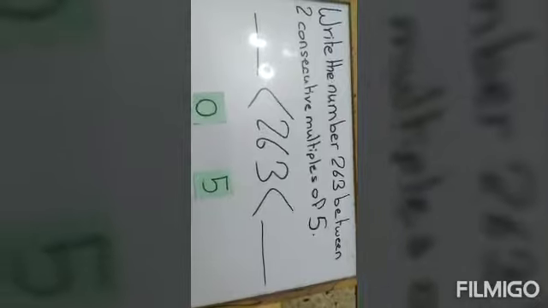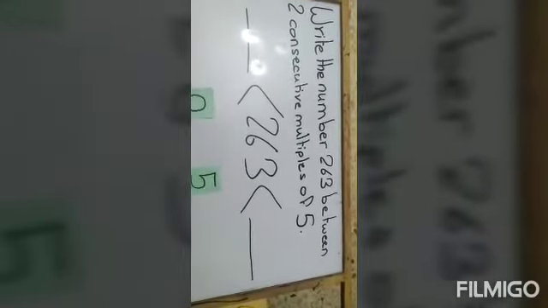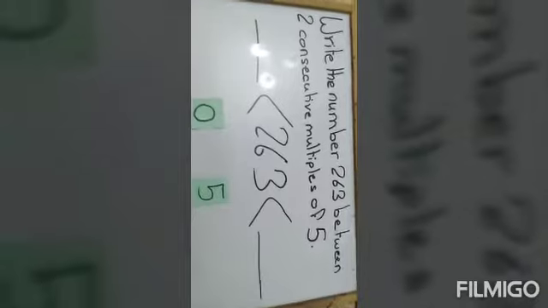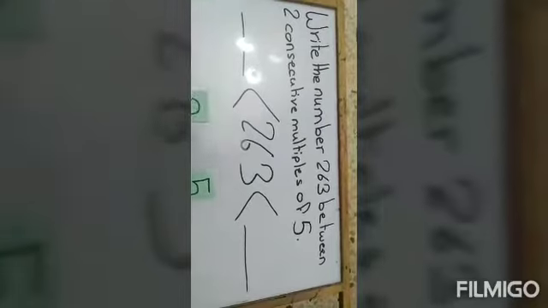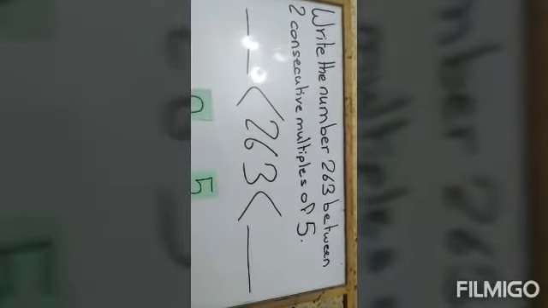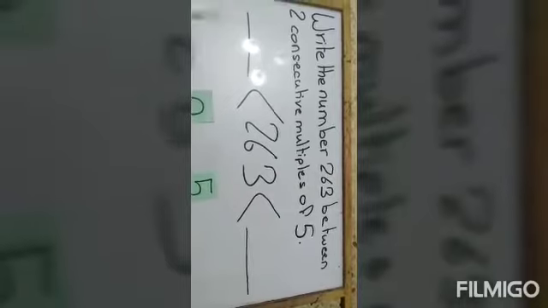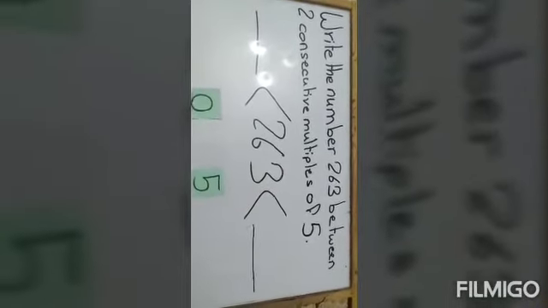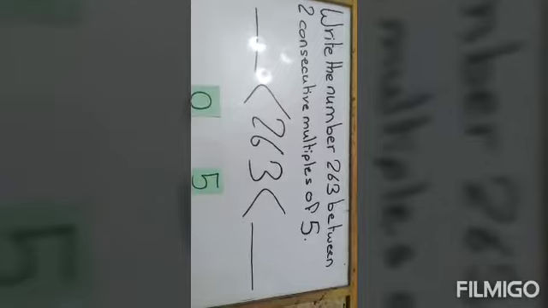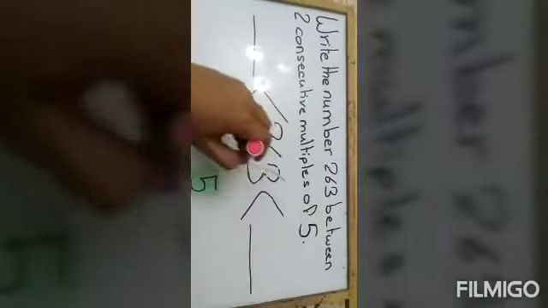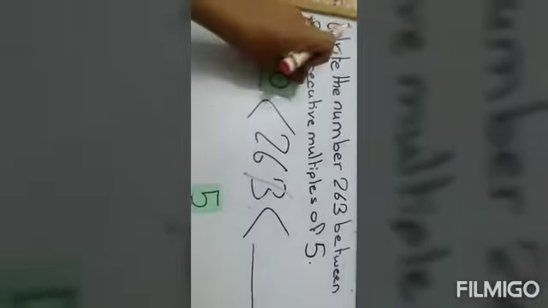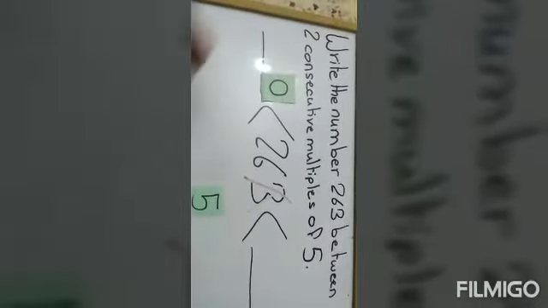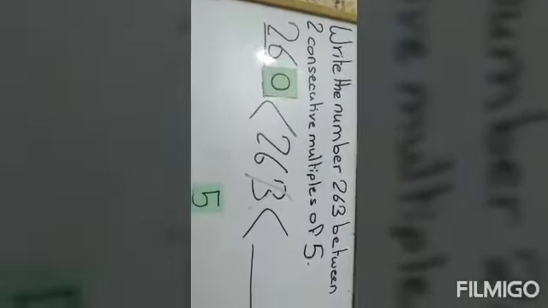Another example. Write the number 263 between two consecutive multiples of 5. We have the same number as the previous example, 263, but we have to find the two consecutive multiples of 5. As we know, multiples of 5 end in 0 or in 5. So the first step, we cross the unit digit and we replace it by 0 because 0 is less than 5. So we put 0 in the unit digit and the hundreds and the tens remain the same.